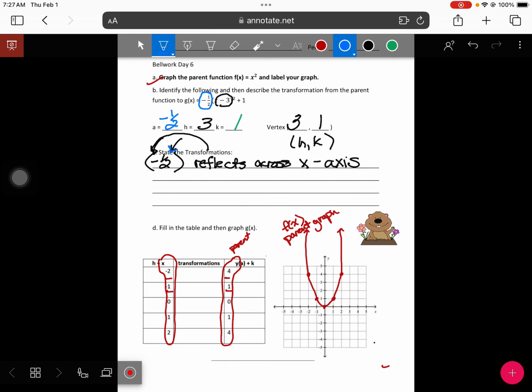Now, what about this 1/2? I'm going to do that with a different color. That also is a change from the parent graph. What do we call that? Yeah, it is a vertical compression. Vertical compression of, and you know how when we have numbers, we always have to talk about the numbers. You have to talk about the numbers here too. So it's a vertical compression of 1/2.